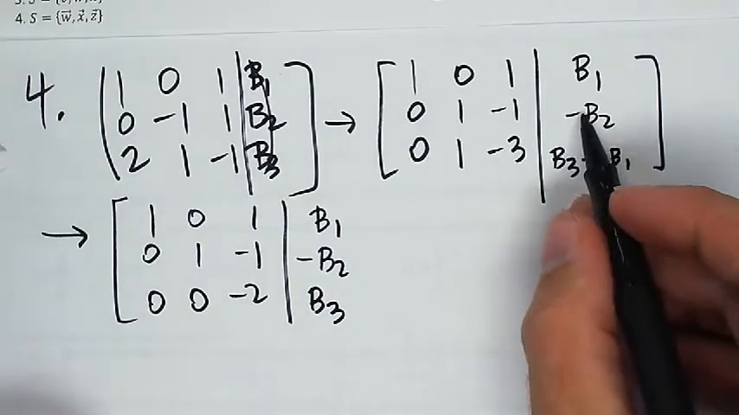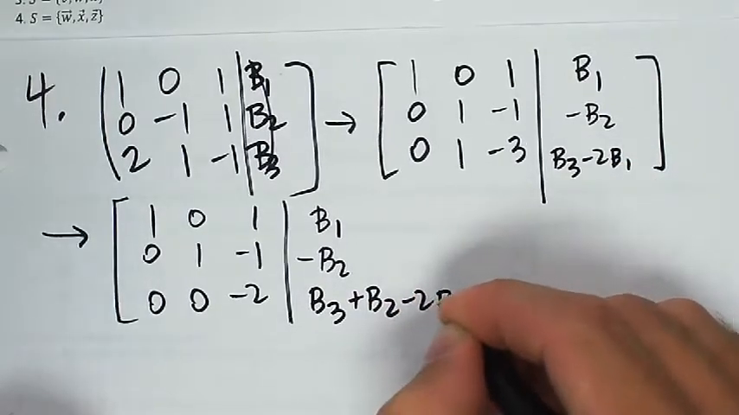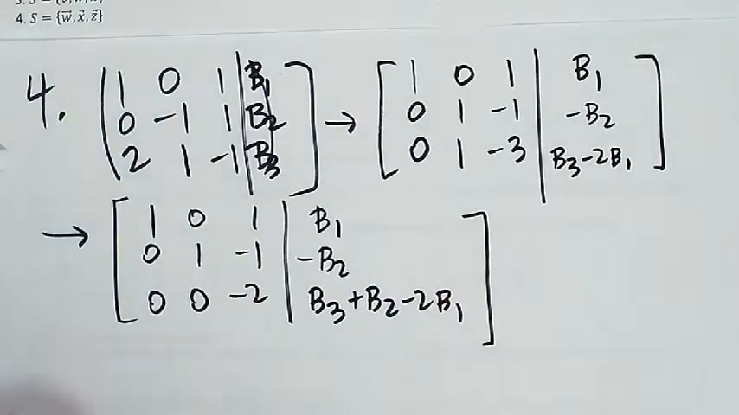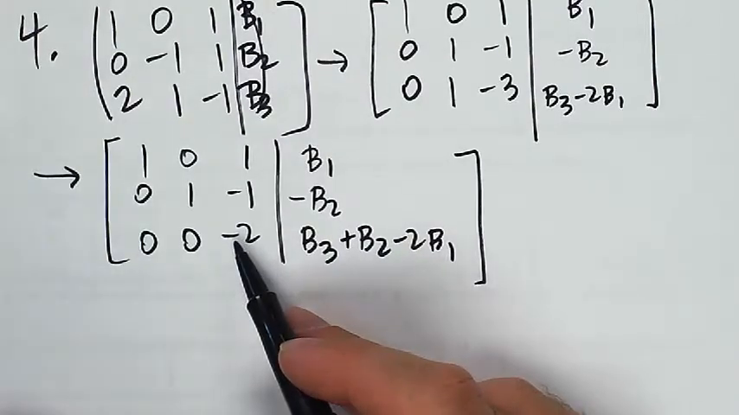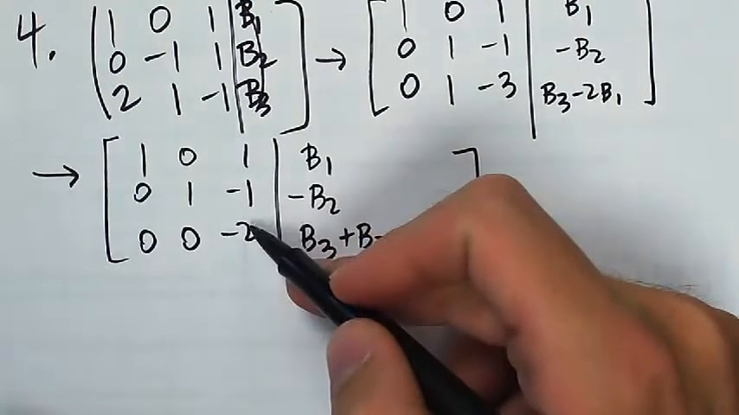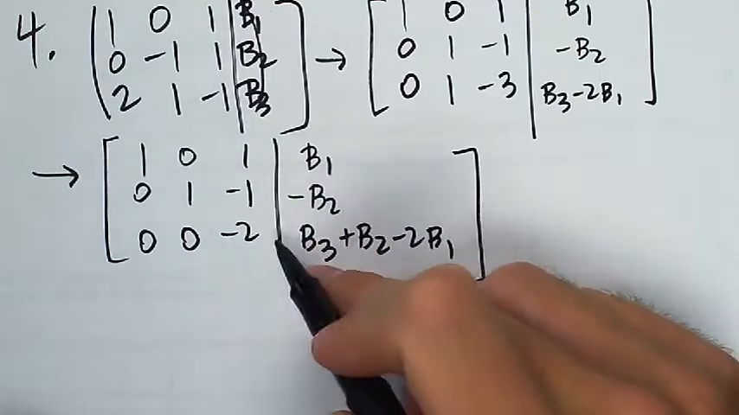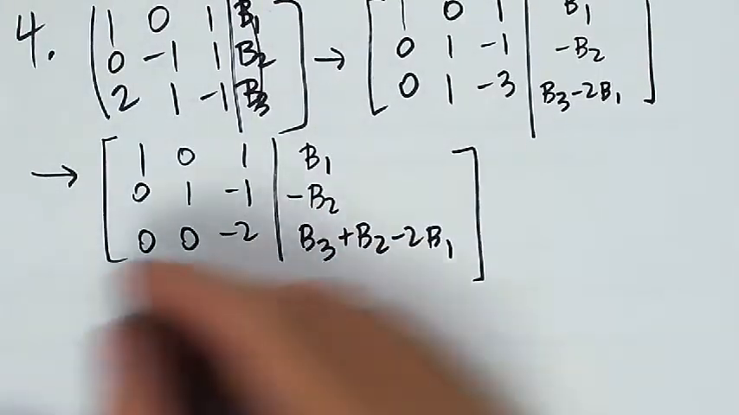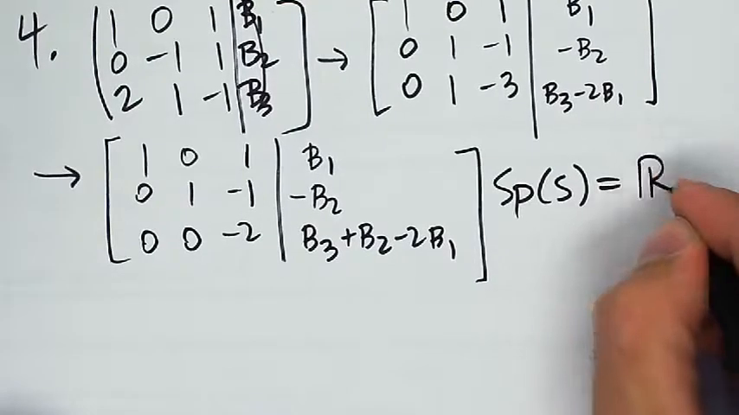If I subtracted row 2, I am adding B2 minus 2B1. And now I can see what's going to happen: I'm going to be able to divide by negative 2, clear out the rest of that column, and then I'll have, for any B1, B2, B3, a unique solution, meaning the span of that set is all of R3.